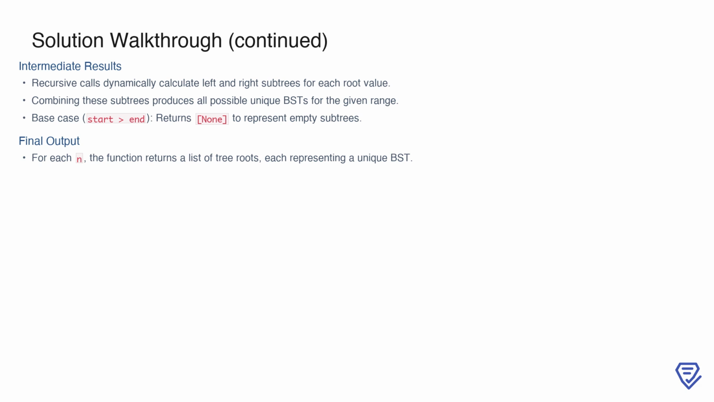This process works through recursive calculations of left and right subtrees for every possible root value. By combining these subtrees, we generate all unique BSTs for a given range of numbers. The base case ensures that when the start value exceeds the end value, we return none to represent an empty subtree. Ultimately, for any value of n, the function will return a list of tree roots, each representing a unique BST. This systematic approach guarantees that all possible unique BSTs are accounted for.